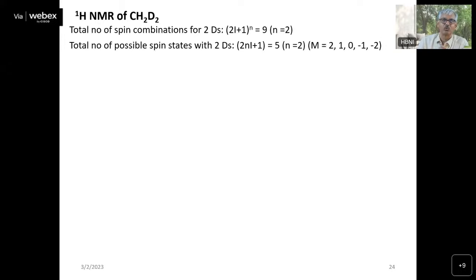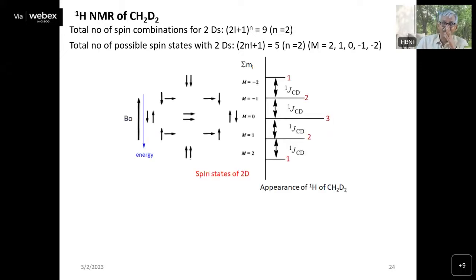How will it look when there are two deuteriums? Now, when you have two deuteriums, there are 9 possible spin combinations, and you will have 5 possible spin states, which I have shown here. There are 5 possible: this is one, this is another one. You will see that they have relative intensities of 1, 2, 3, 2, 1, and that is the way the relative intensities have been described.